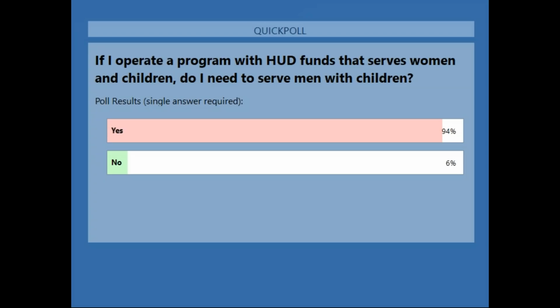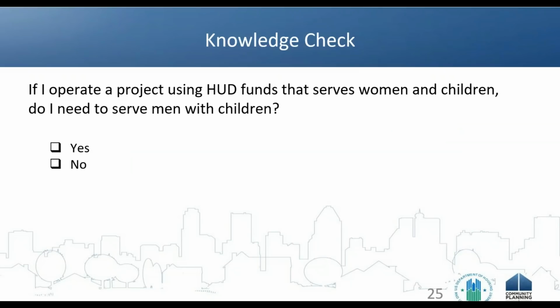So about 94% of you got that one right. Yes, the answer is yes. If you operate a project with HUD funds that serves women and children, you must also serve men with children. The program model is families and not women and children.